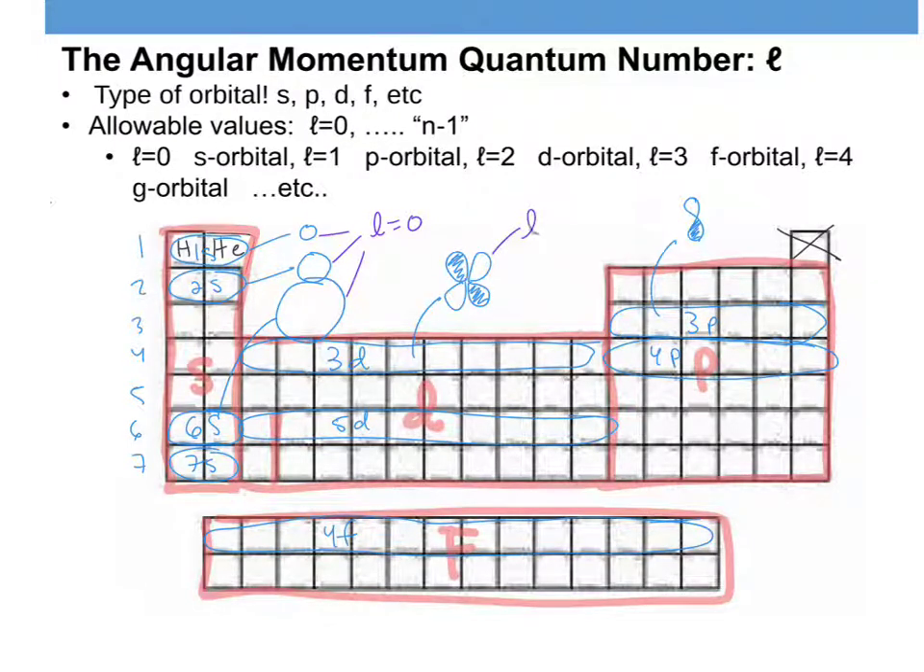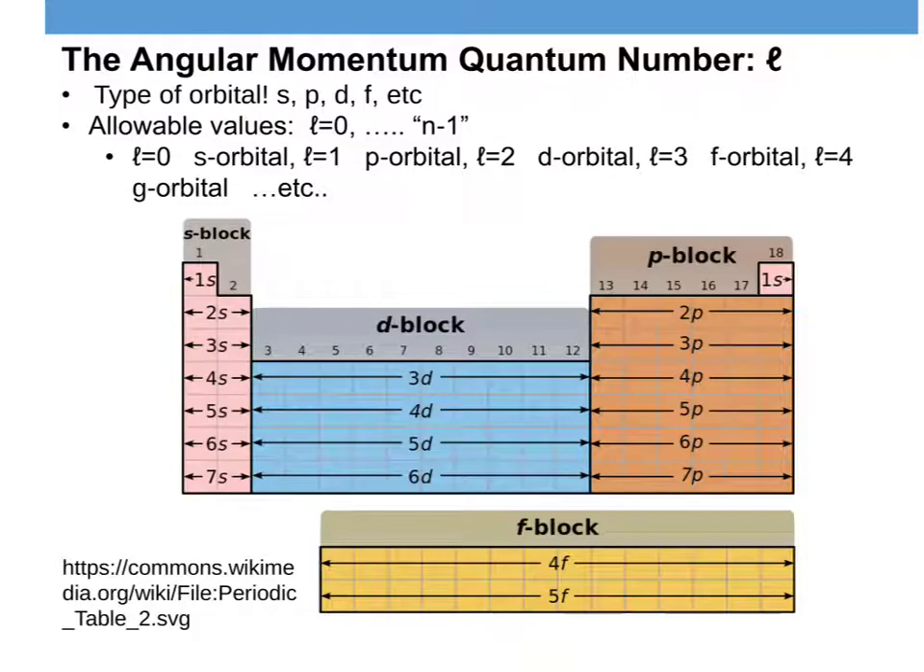All of the d orbitals have an angular momentum value of 2. All of the p orbitals have an angular momentum value of 1, because that's what defines them. If your L value is 1, you're talking about a p orbital shape, that sort of dumbbell shape. If your angular momentum value is 0, you're talking about a spherical shape for your probability of where to find the electron, and that would be the s orbitals. So that's what we're talking about with the L number.